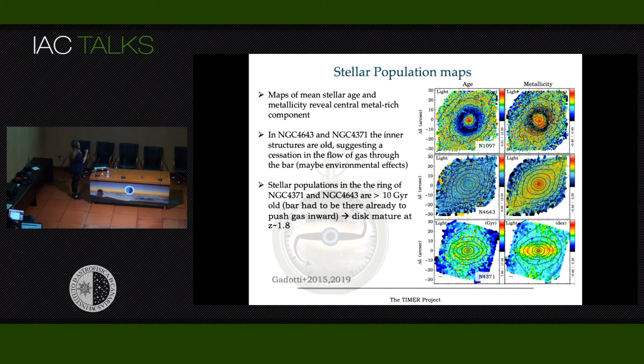In fact, if we look at the absolute ages, we cannot extrapolate from absolute ages to residuals because there are some issues with the zero point of the stellar population models. But more or less it is older than 10 gigayears, which would indicate that if the inner disk was formed by the flow of gas to the bar, then the disk was mature, or was there and was massive already, at redshift 1.5 to 1.8. That is a much higher redshift than was thought, or than is predicted by numerical simulations.